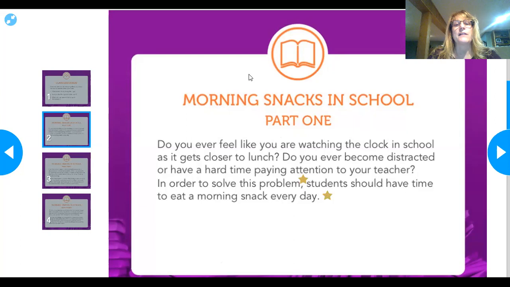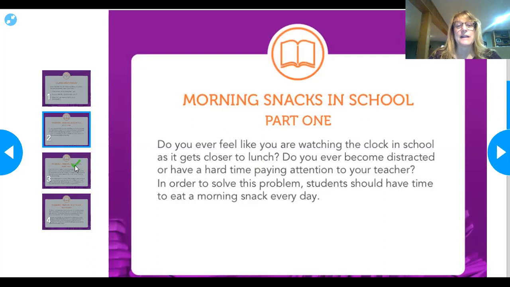Now, when I was reading this, I certainly felt that this had strong feeling. It used the word right there. And then it gave that example. Do you ever watch the clock as it gets closer to lunch? I sure do. Do you ever become distracted and have a hard time paying attention to your teacher? Those are pretty strong statements right there. They make us think of how we feel exactly when we don't have something to eat before the school day begins.